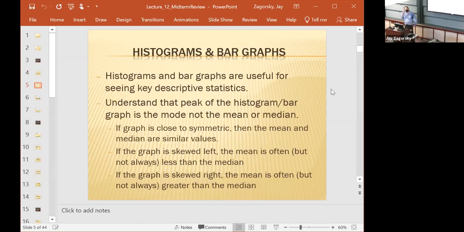Histograms and bar graphs were the next thing. Hopefully many of you learned about histograms and bar graphs so that you could do project part A, because one of the questions asked you to create some histograms. They're very useful for looking at descriptive statistics because the peak of the histogram, the highest point, is the mode. Mode is from French, the most fashionable, and it's not the mean or the median.